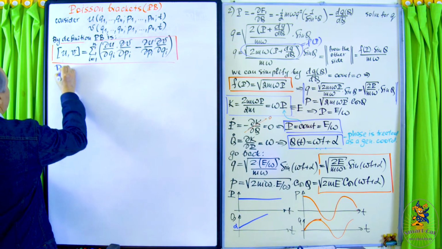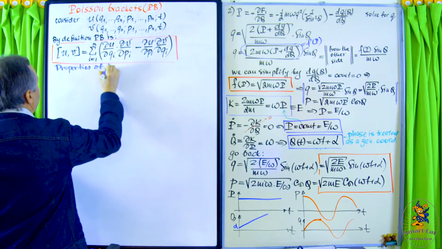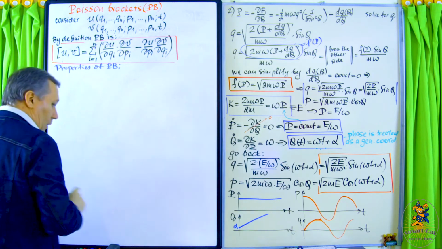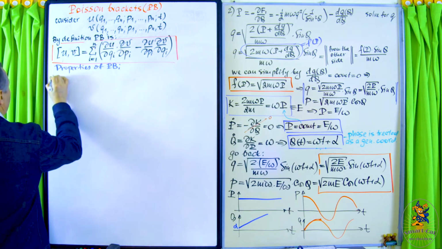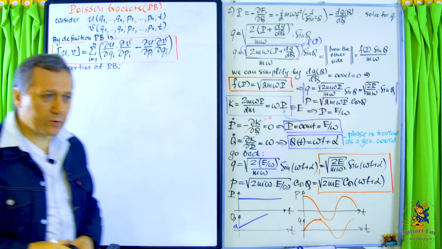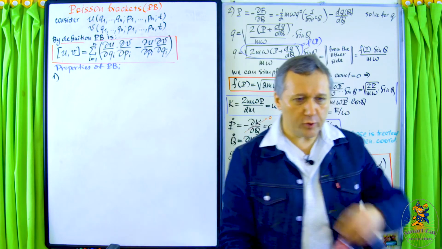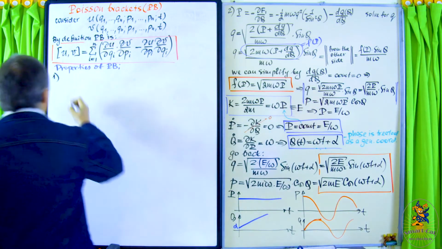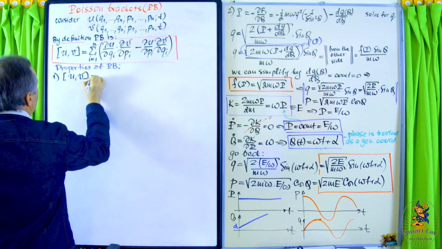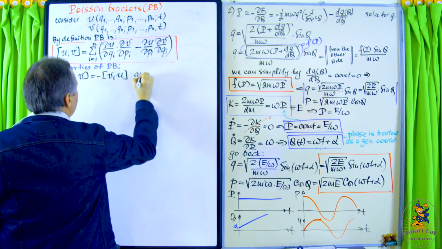Properties of PB. So first one, antisymmetry. And yes, we will use them from time to time. The proofs of most of these properties are trivial: just plug it in, open it up, move terms around. It's not worth even spending time. The Poisson bracket of u and v equals minus the Poisson bracket of v and u, right? Antisymmetry.